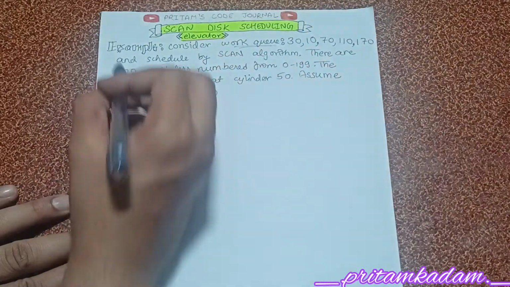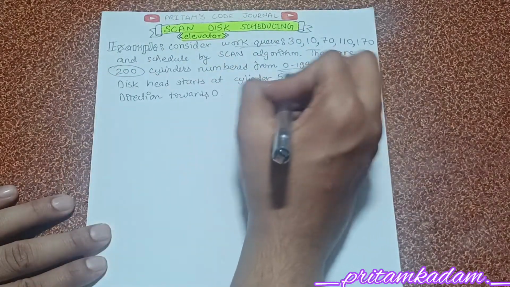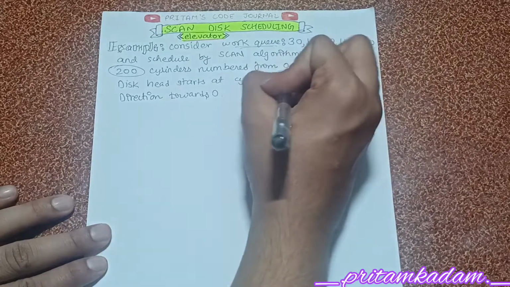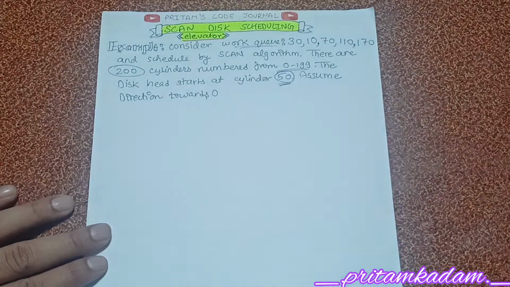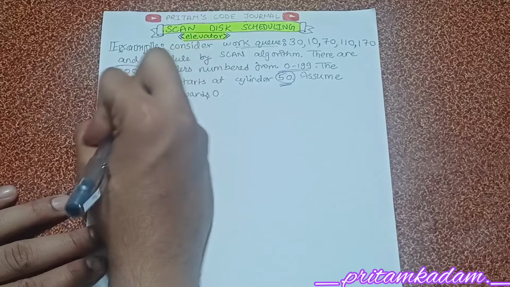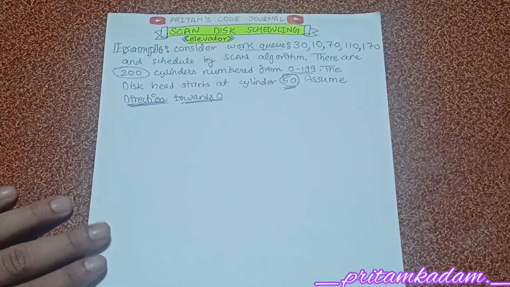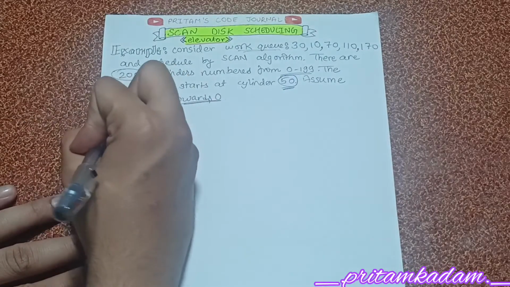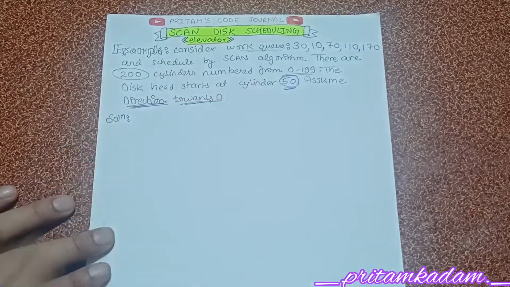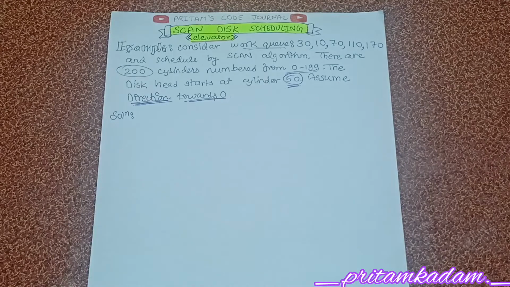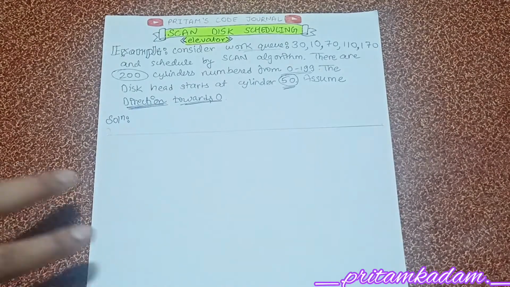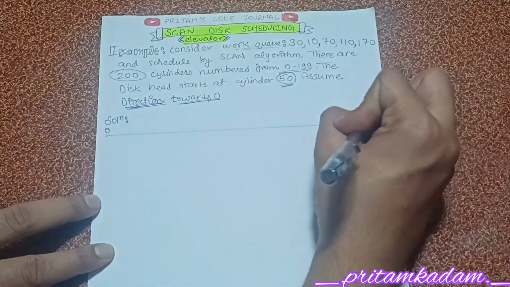Okay. So we have the work queue like this, and we have the total number of cylinders, and we have our initial head at 50. We also have the direction, towards 0. We need the direction because it scans the tracks from end to end, and it processes all the requests that are found in its direction.